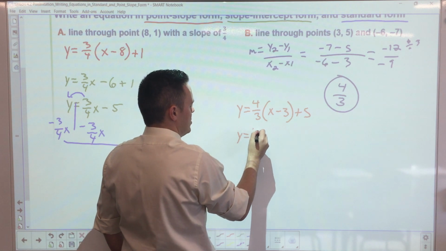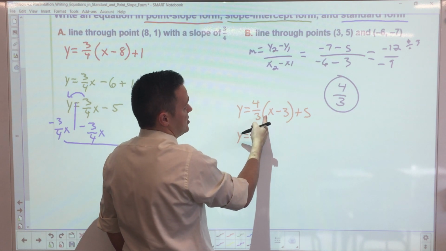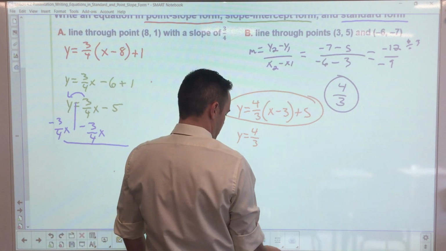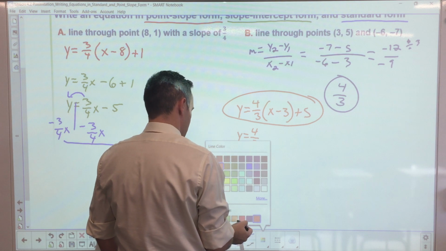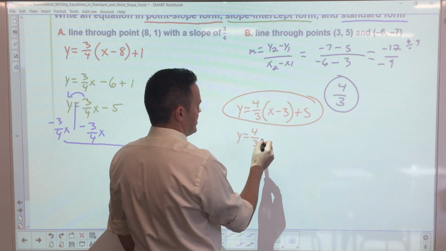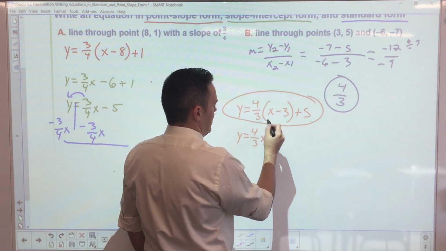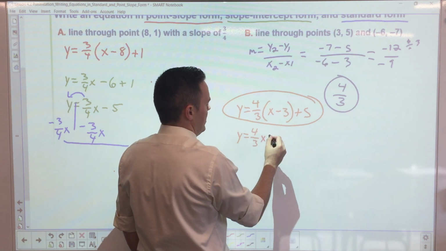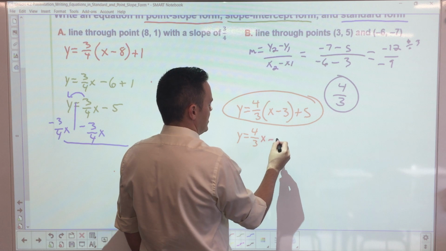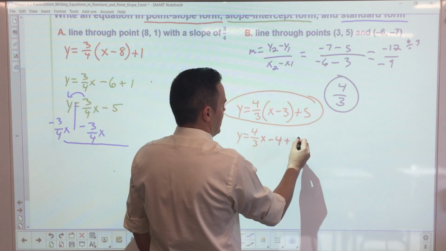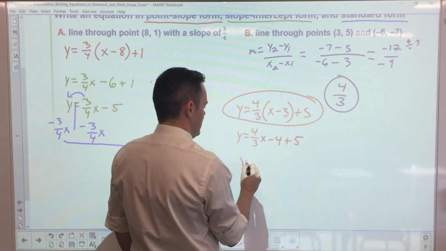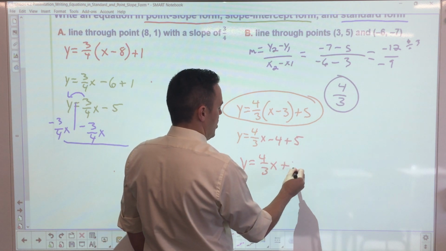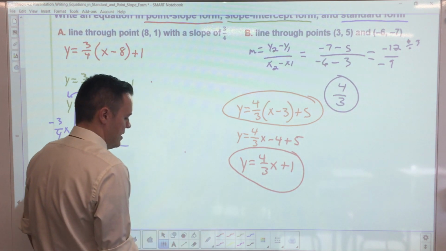Distribute. y equals 4 over 3. This is my slope, point slope form. Now let's write it to get slope intercept. 4 times 3 is 12, divided by 3 is 4. So it's going to be minus 4 plus 5. Combine the like terms. y equals 4 over 3x, and then that's going to be plus 1. There's my slope intercept form.